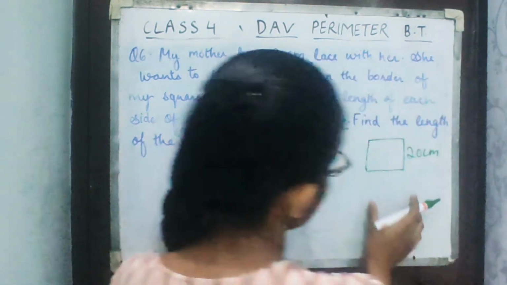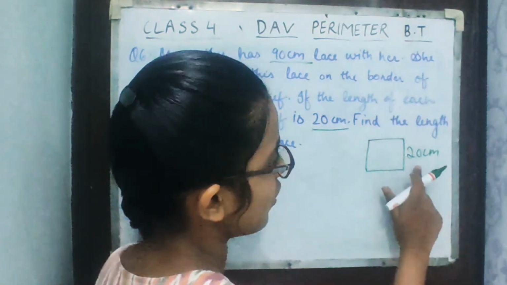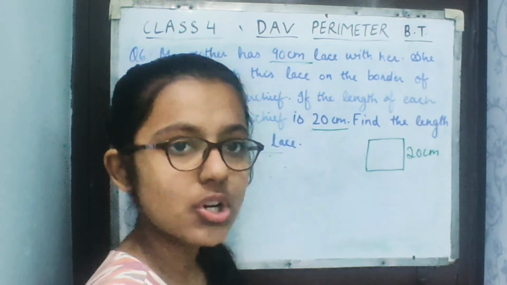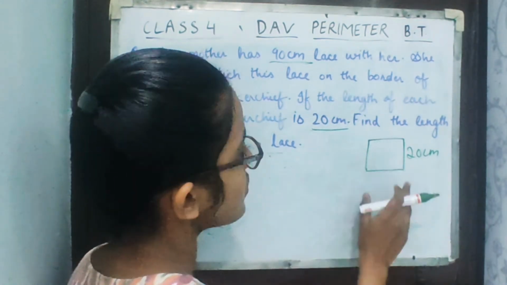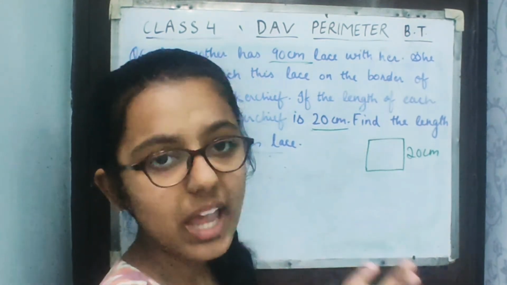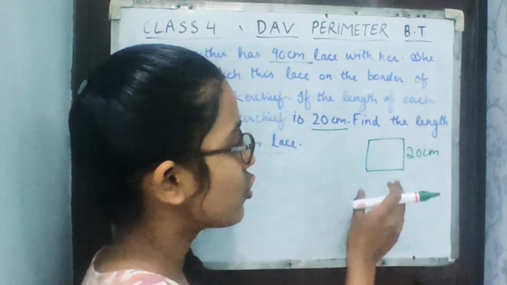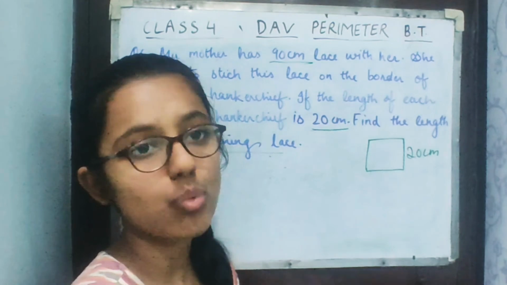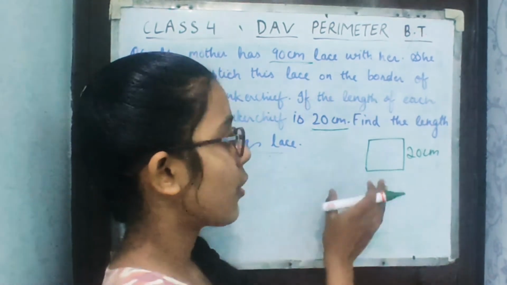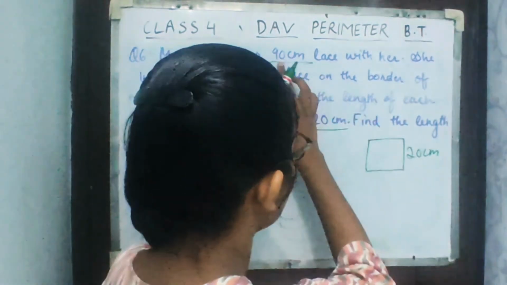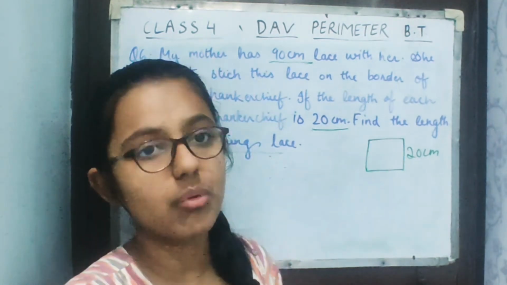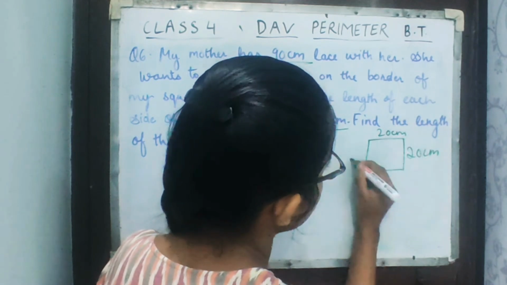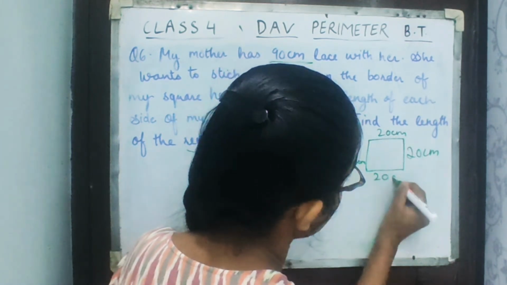So our question is, a square handkerchief is there, one side of the handkerchief is 20 centimeter, all sides are also 20 centimeter. Okay, now mother wants to stitch a lace. Now total lace she has is 90 centimeter. So first of all we need to find how much lace is required. Then we'll find out what is the remaining lace. That means from the 90 centimeters mother has, what is left? What is the remaining lace? So let's start. All these sides are 20 centimeter, because in a square all sides are equal.